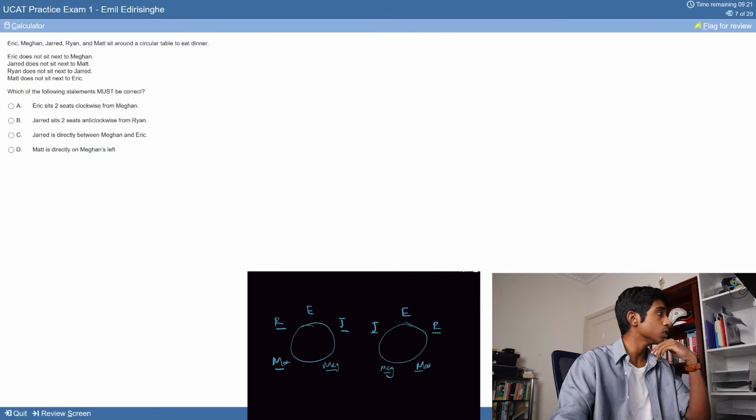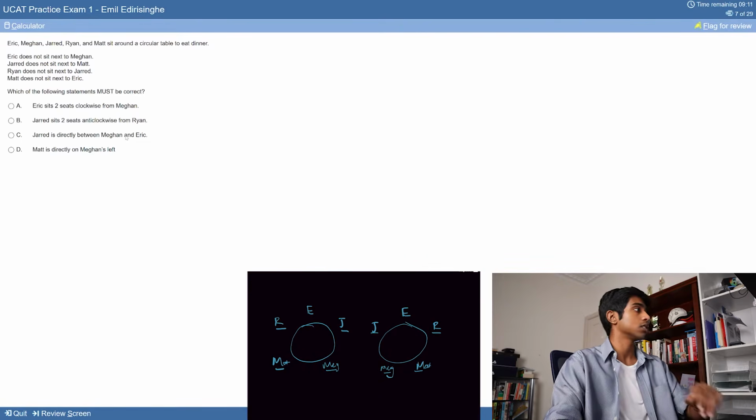Okay. Which of the following must be correct? Eric sits 2 seats clockwise. It's not going to be clockwise or anti-clockwise. Jared is directly between Megan and Eric. Yes. C.